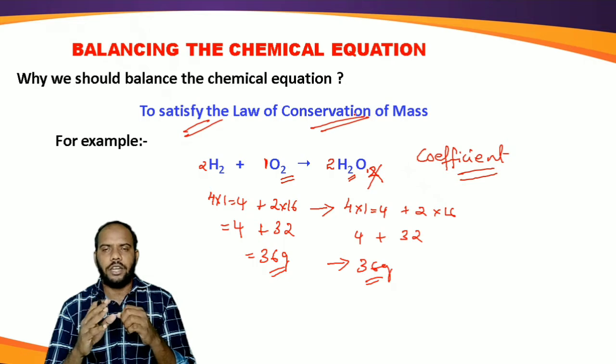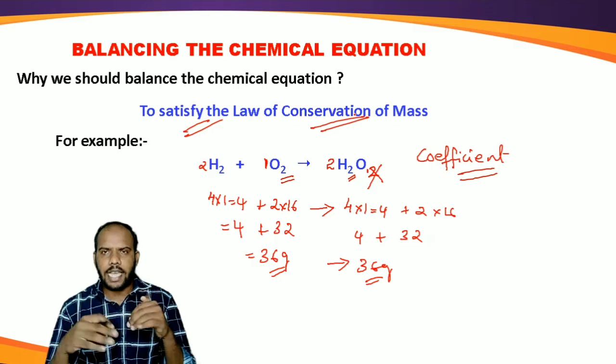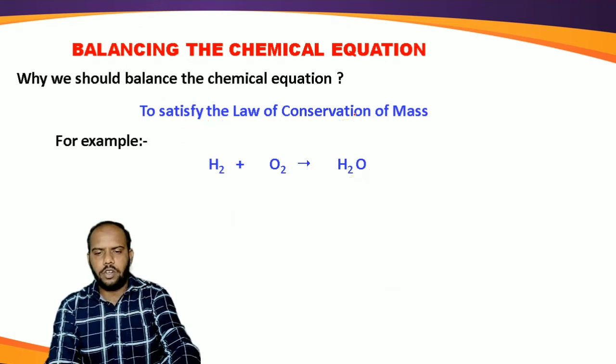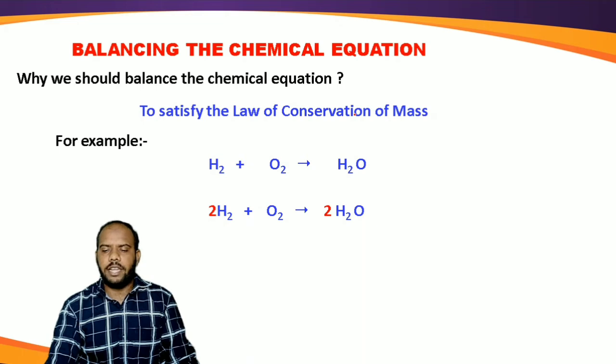Yes or not? This theory was already proposed by Antoine Lavoisier. You studied him in the 9th class. Antoine Lavoisier. Yes or not? So why should we balance the chemical equation? Mainly to satisfy the law of conservation of mass. Okay, children? I hope you all well understood this topic. Yes or not, children? Okay, so here it is already balanced.